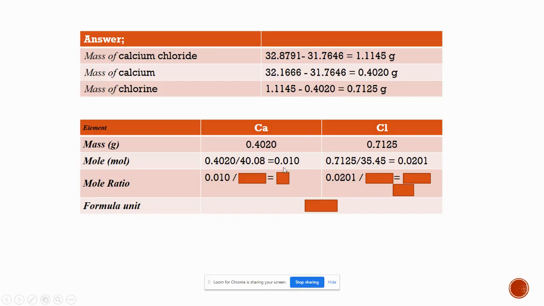Next, we find the mole ratio. The mole ratio is the number of moles of each substance divided by the smallest number of moles. The smallest number of moles here is calcium. So we take the number of moles of calcium divided by the smallest number of moles, and for chlorine also divide by the smallest number of moles. So the mole ratio for calcium is 1 and the mole ratio for chlorine is 2. So the formula unit for calcium chloride is CaCl2.